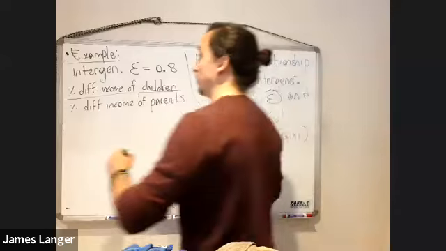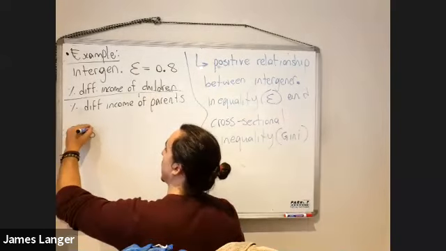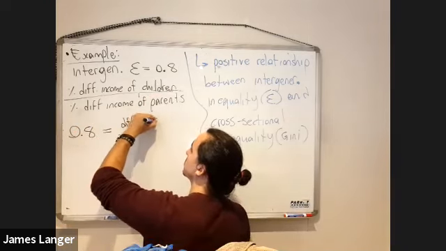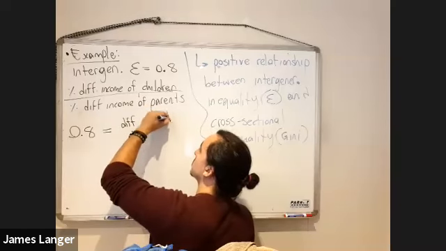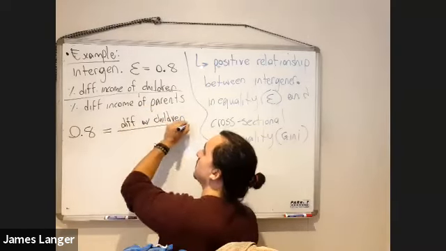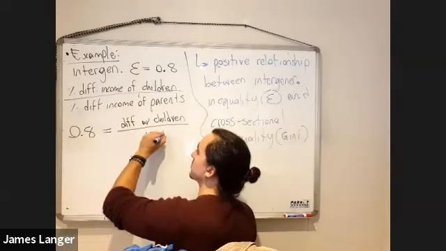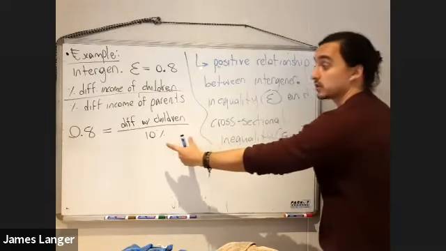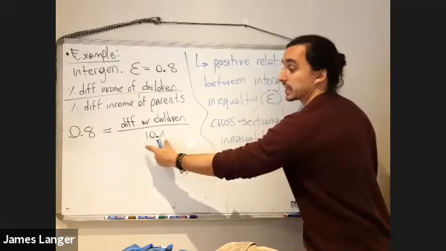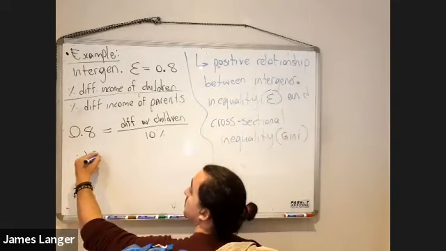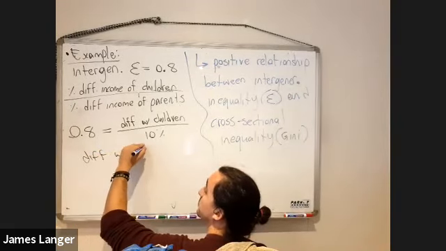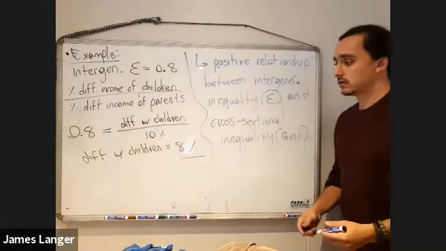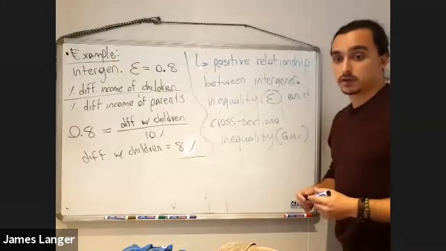So for example, I can say 0.8 equals the difference with children over, let's say, 10%. So if the parents had a 10% difference in income, then the difference with the children would be equal to 8%, if we solve this.